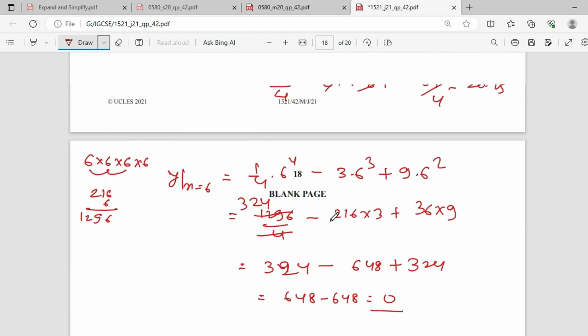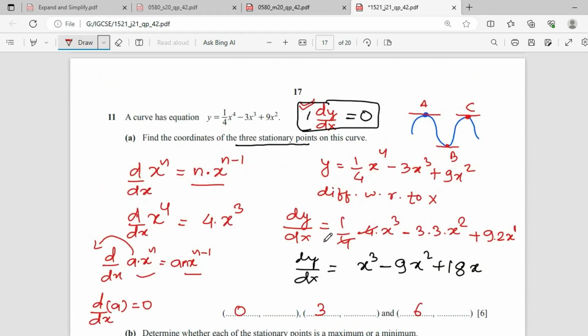So now we got the coordinates of all the values, which I am going to write as 0, 0, 3, 20.25 and 6, 0. So this is how we can find the stationary point: by differentiating the given function, then equating it to 0. From there we can identify the value of x, and if we substitute back in the given equation, we can find out the respective value of y.